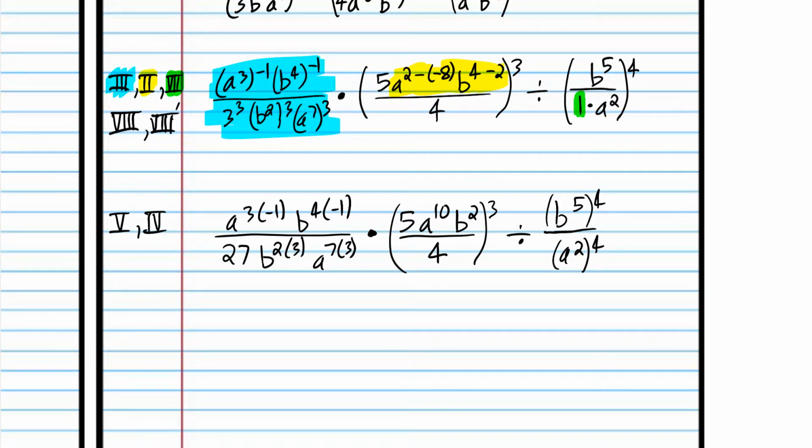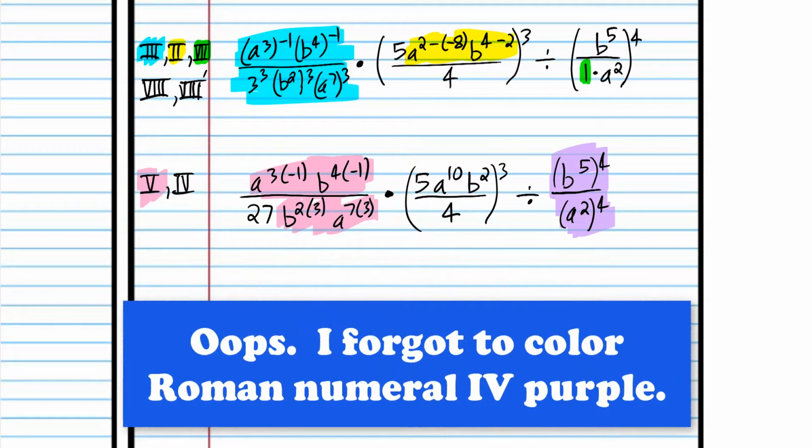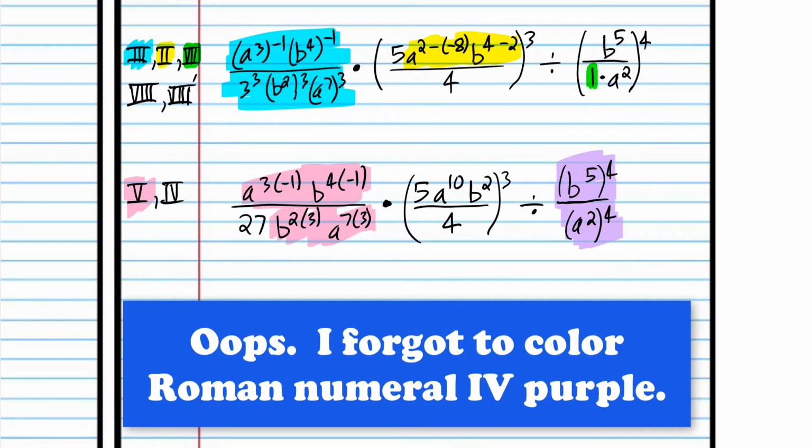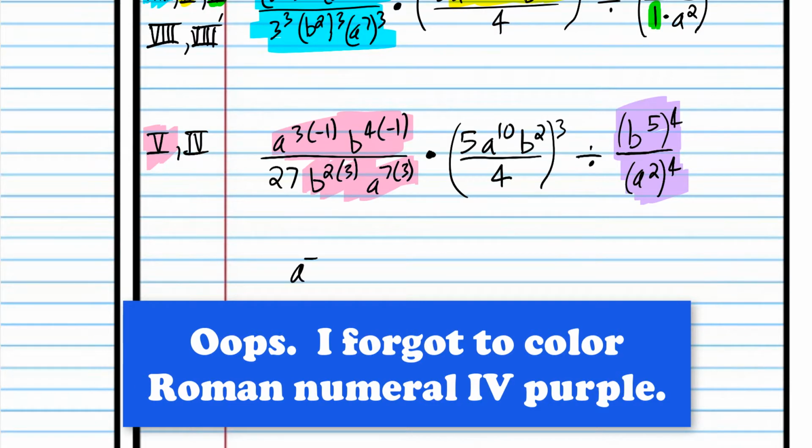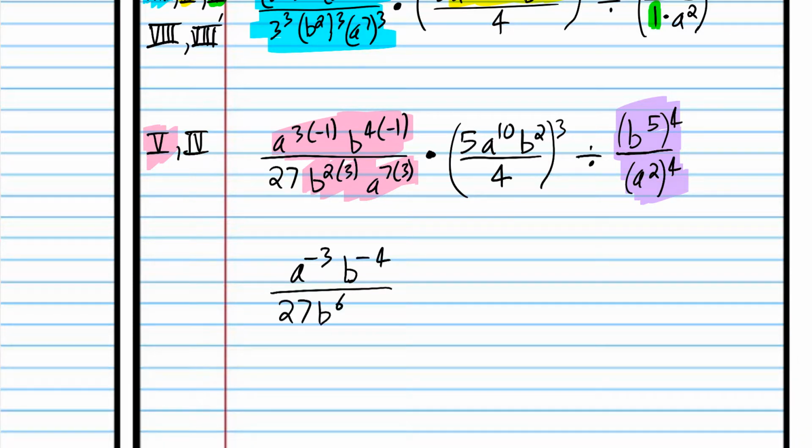So let me color these. Rule number 5 and rule number 4. Okay. Okay, so again, you just want to keep going back and double checking, make sure everything's correct. And everything does look correct. So let's continue to simplify here. We get a to the negative 3, b to the negative 4, 27b to the 6th, a to the 21st power. And here we're going to use rule number 4.